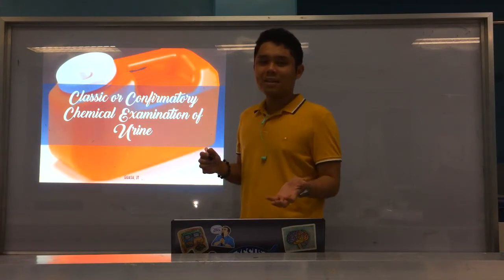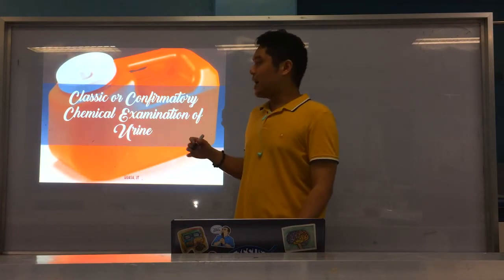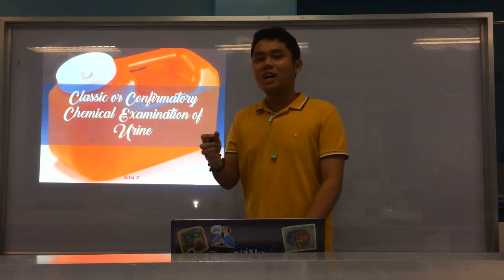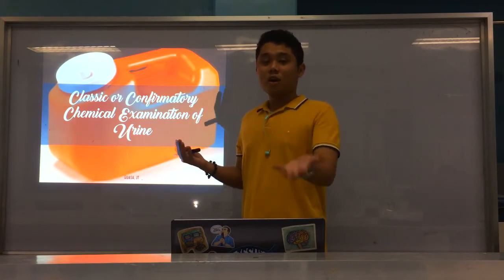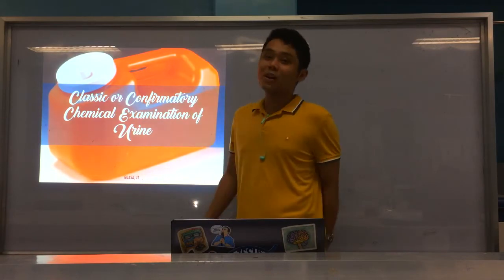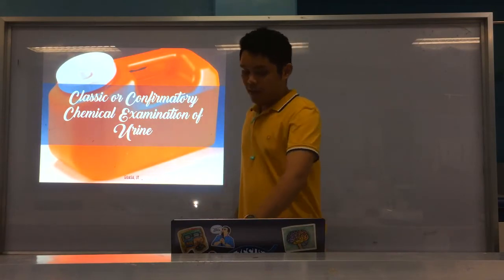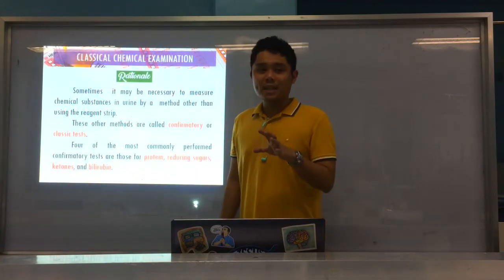So we're done with chemical examination of urine. Now what we're gonna talk about are additional tests. If in the future you want to confirm the presence, for example, of protein or glucose in the urine. Okay, so again, these are your classic or confirmatory chemical examination of urine. Okay, all right. So, rationale, why do we perform, again, these classical tests?